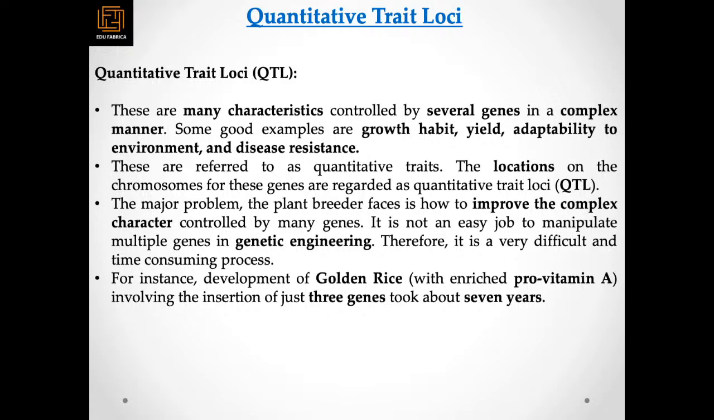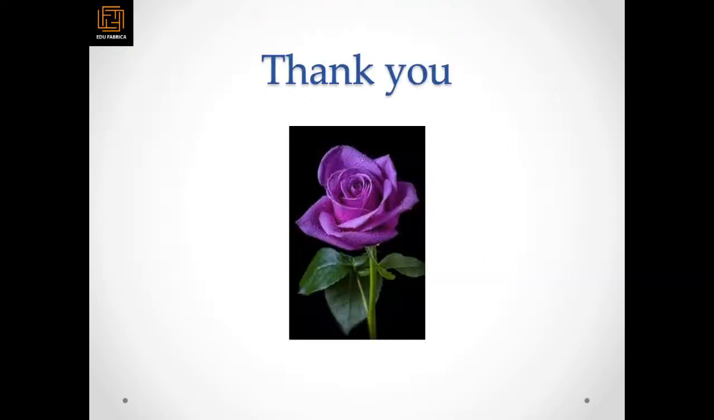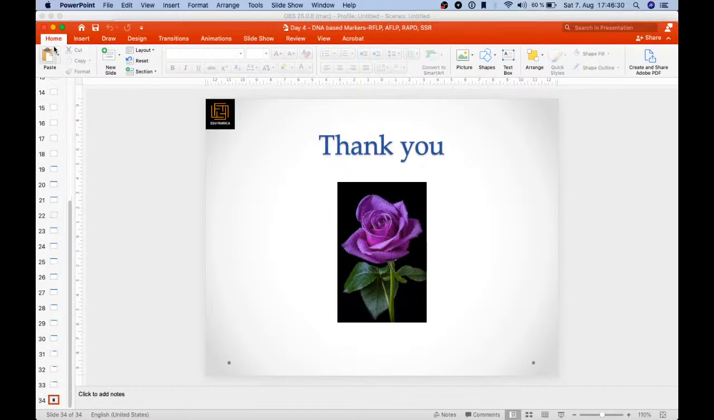And this is also important, quantitative trait loci, QTLs. There are many characteristics. These are being used actually in Reliance company in Ahmedabad in Gujarat. They are using these QTLs for production of large amounts of plants. They have many characteristics which are controlled by several genes in a complex manner, for example growth habit, yield, adaptability to environment, and disease resistance. They are referred to as quantitative traits. Their location on the chromosomes, the genes, are regarded as the quantitative trait loci. For example, golden rice, which was enriched with pro-vitamin A, involved insertion of 3 genes and took about 7 years to do so. So that's it from the molecular markers perspective.